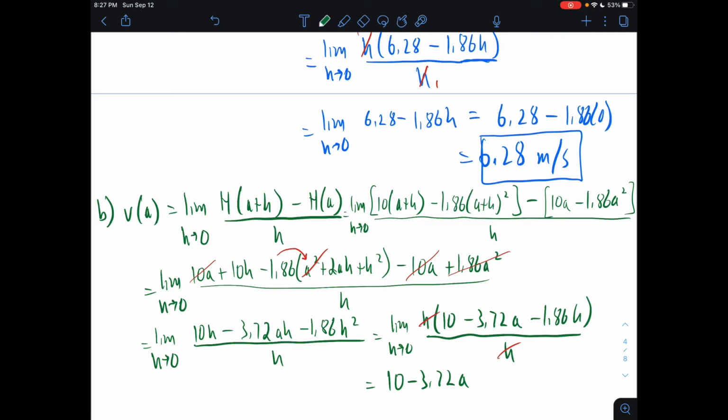And what this now tells me is the velocity at any time a after this rock has been thrown in the air. It's essentially a function, which is important to us because the next section goes into more detail about the derivative as a function.